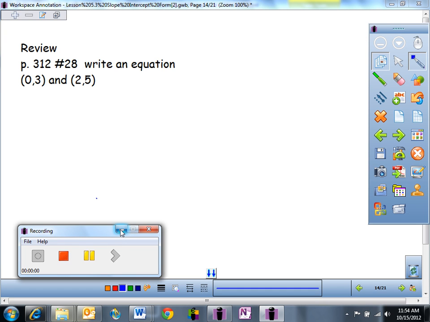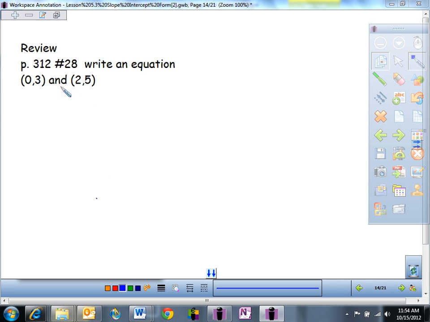So welcome back. This is part 2 of lesson 5.3, slope-intercept form. So here's a question from yesterday.